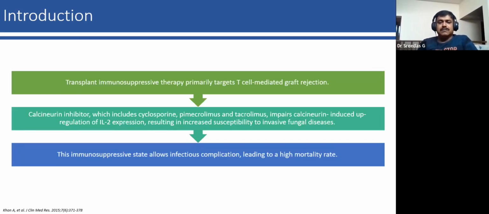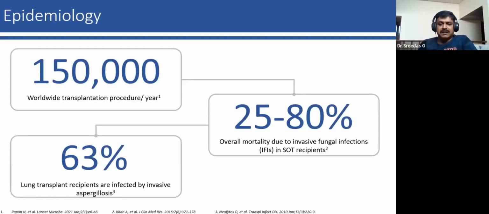So the maintenance immunosuppression mainly targets the T cells. As we know, the calcineurin inhibitors inhibit the calcineurin-induced upregulation of IL-2 expression, resulting in increased susceptibility to invasive fungal infections. Now, what is the importance of invasive fungal infections? As you can see in this slide, those who develop an invasive fungal infection after a transplant will have a mortality ranging from 25 to 80%. And once it comes to lung transplantation, we all know that more than 60% of the lung transplant recipients are infected with invasive aspergillosis.